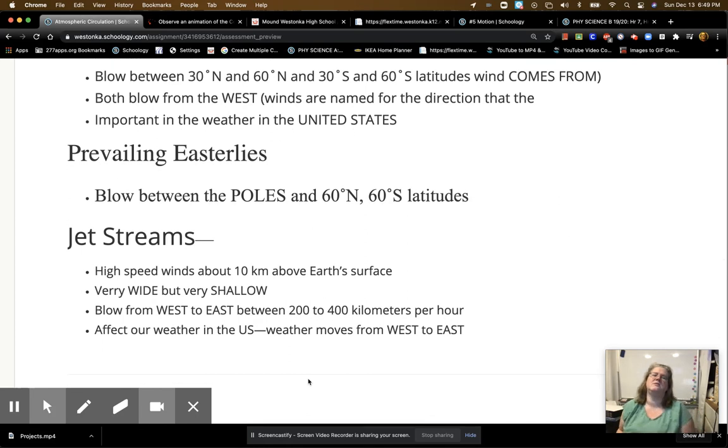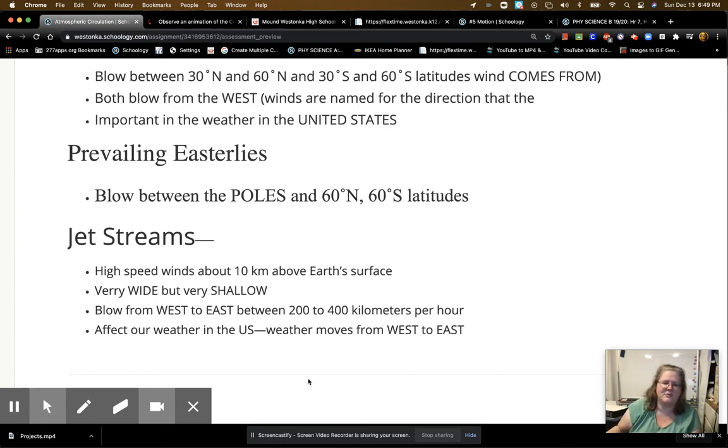The polar easterlies, the prevailing easterlies, the polar easterlies, either one is technically correct, go between the poles and 60 degrees north or 60 degrees south latitudes, and they basically have an east wind heading west. And because it's polar, it's actually kind of going in a nice circle, which helps with that jet stream formation. The jet stream then is high speed winds about 10 kilometers above the Earth's surface. They're very wide but very shallow.